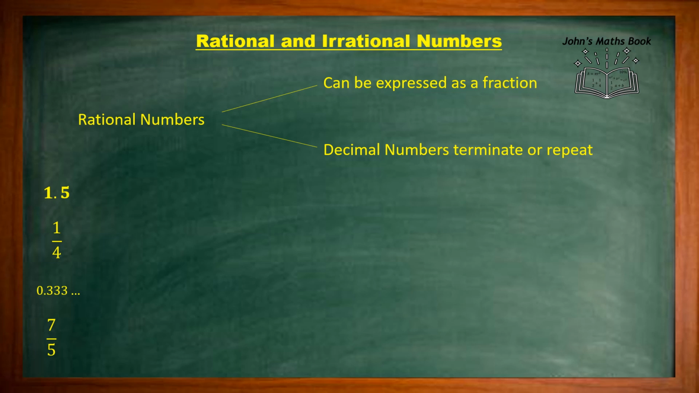So let's take a look at some examples of rational numbers. If we take our first example of 1.5, now 1.5 can also be expressed as 3/2. So as we can see, we can express it as a fraction of two integers, 3/2.